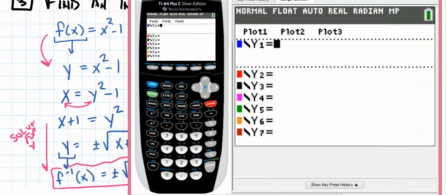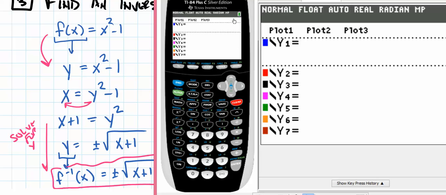Let's plug in x squared minus 1. What's that going to look like for us? We should all know what that looks like. What type of function is that? Yeah, it's a quadratic. Is it facing up or down? It's facing up. Very good. Where's the vertex? Yeah, very good. All right, let's hit Zoom 6. Here we go.